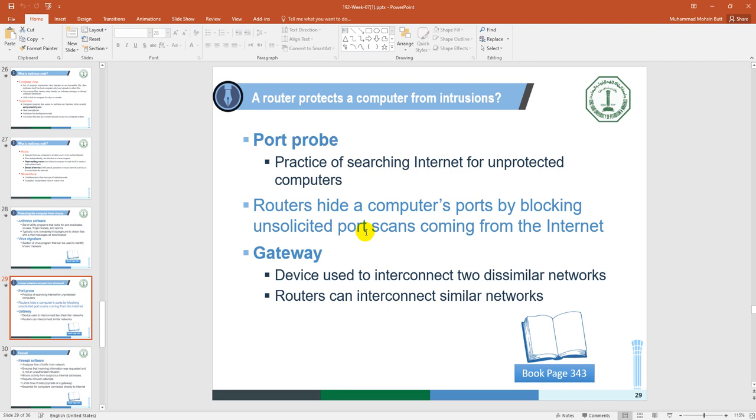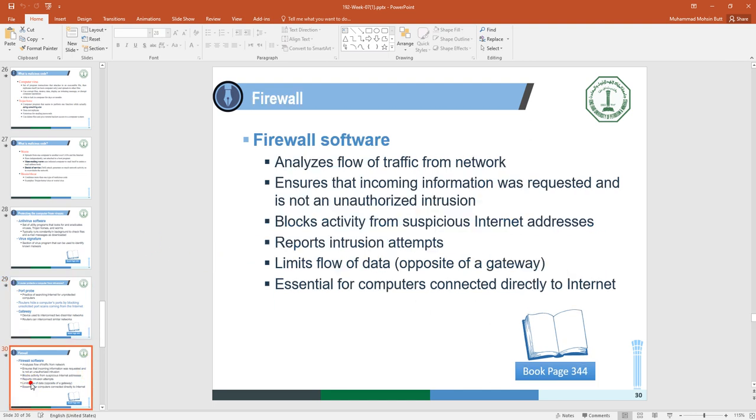Gateway can basically connect, for example, a mobile network and a computer network. If they want to interact with each other, we can use a gateway in such situations. So read through this book, page 343, for more details.